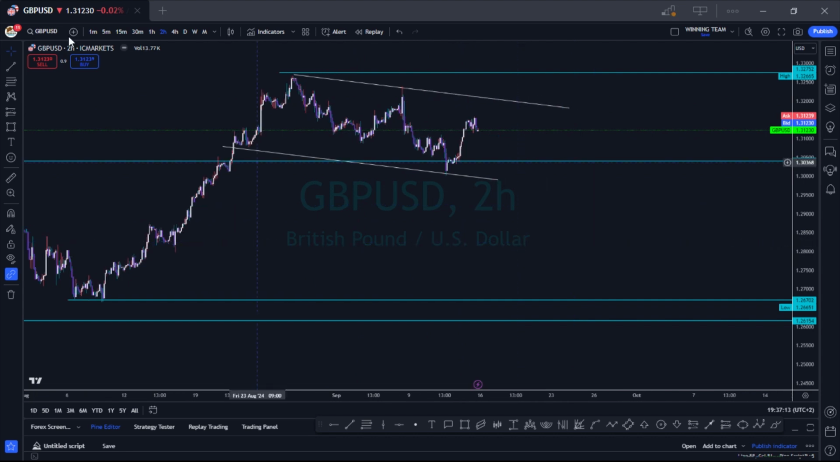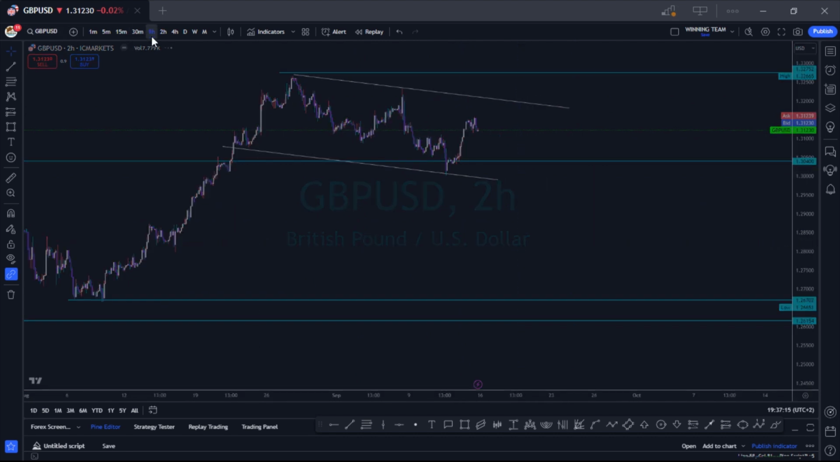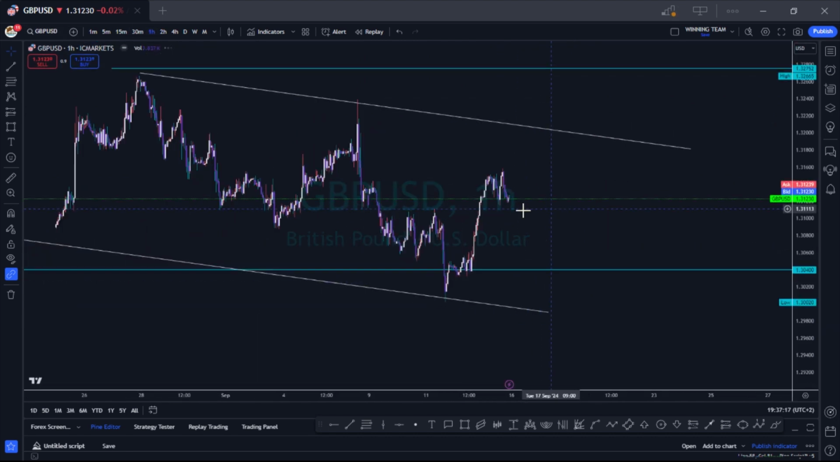Okay, so what I want to check is on our hourly time frame, because this is what I wanted to see. Okay, and we can see that we have exactly what I've been waiting to check on our hourly time frame on a matter of these lows here.